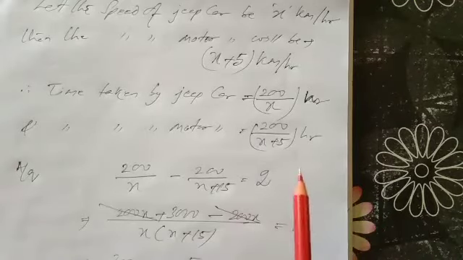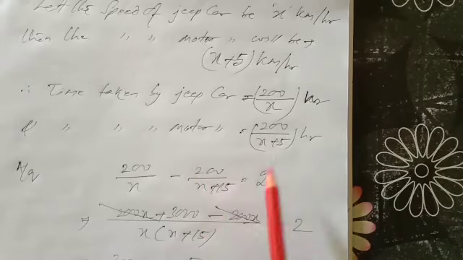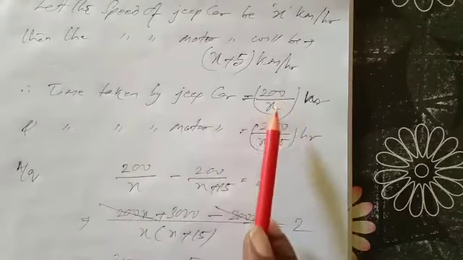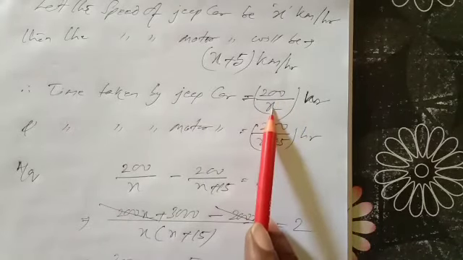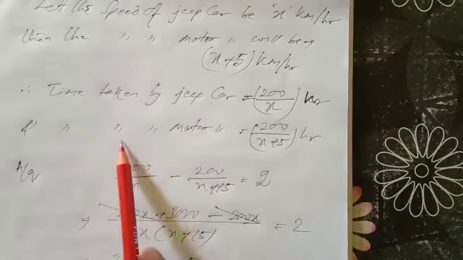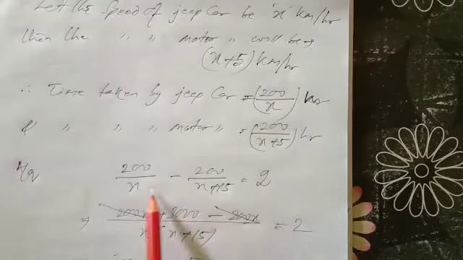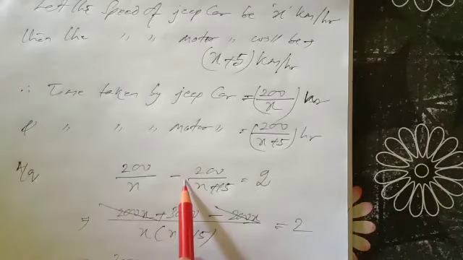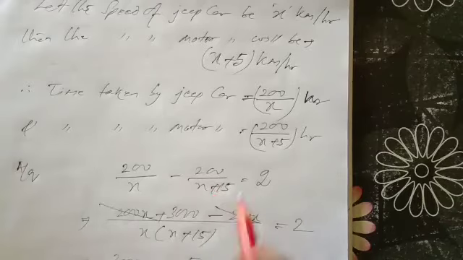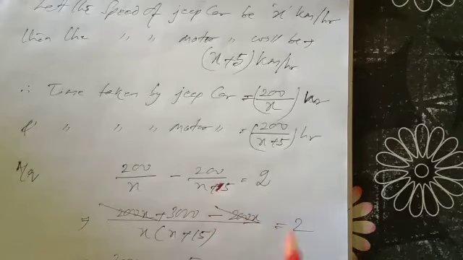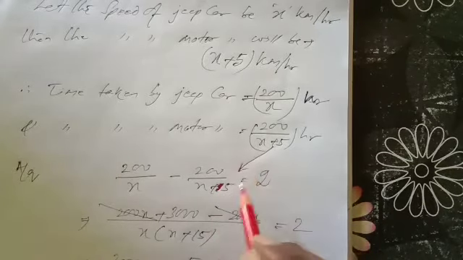Let me repeat and check whether there is some mistake. The time taken by the jeep car is 200 by x, distance by speed. I have taken the speed of the jeep car as x km per hour, and the time taken by the motor car will be 200 by x plus 5, because it is 5 km per hour more. So it is 200 by x minus 200 by x plus 5, not 15. There is a slight mistake here. By mistake, I have written 15 here. Now, if I take the LCM, this will be x into x plus 5.